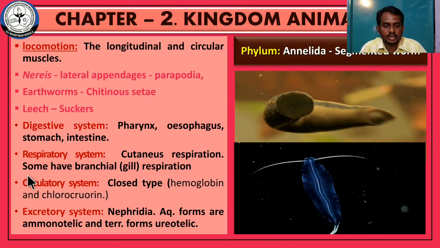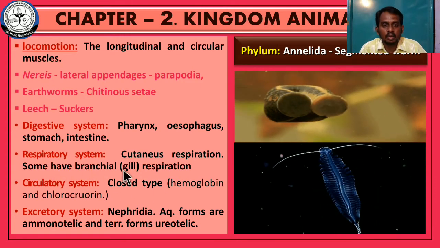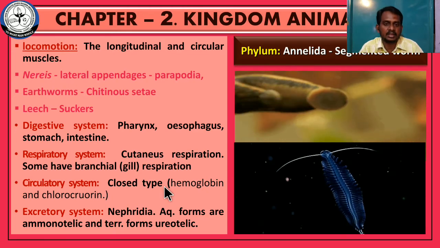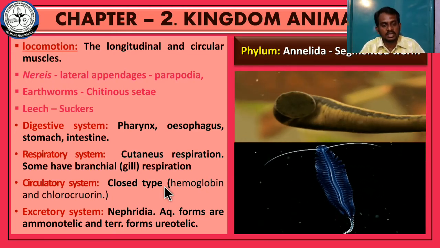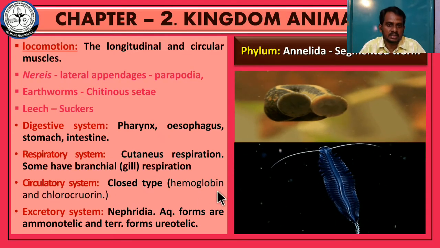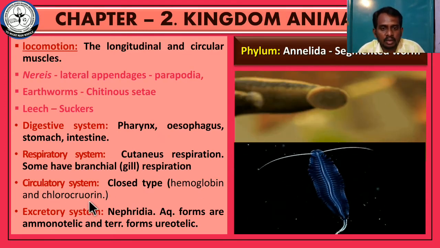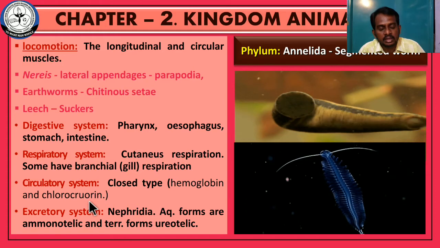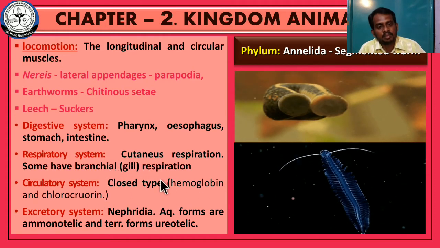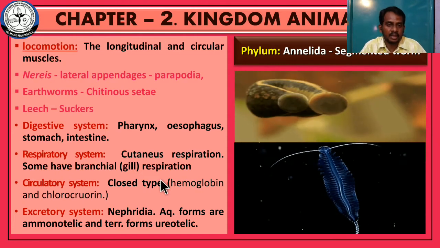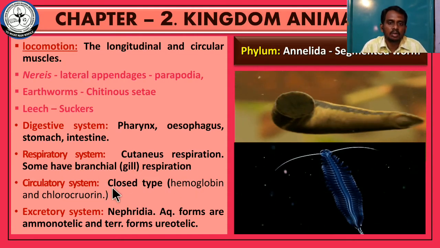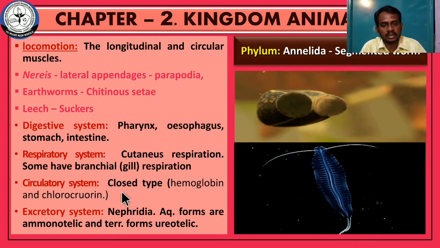Okay, and the next one is the circulatory system. Closed type of circulatory system. For the first time, the circulatory system appears in this animal. The pigment, underline the word, it is an important one, a possible question. Hemoglobin and chlorocruorin, these are the two types of blood pigment found in the blood of annelids. Annelida's blood has two pigments, hemoglobin plus chlorocruorin.